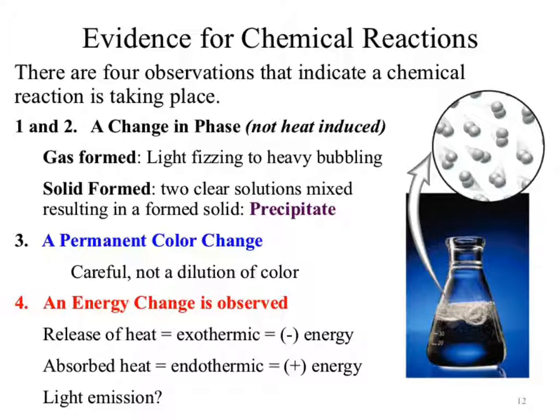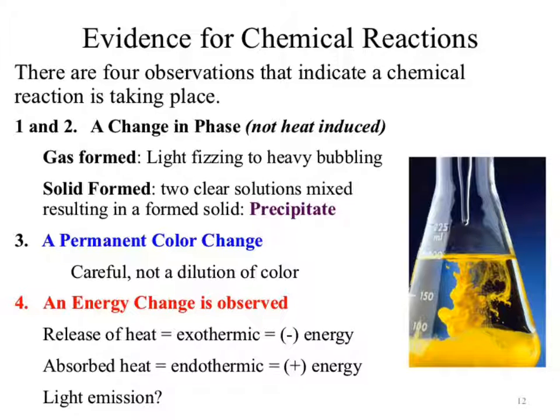Same thing happens with the solids, just in reverse. These can be referred to as solids, crystals, or precipitate. Permanent color changes. A permanent color change: here we're seeing a yellow form, presumably from two clear liquids. So we got a solid, because light's not passing through that, and we've got a color. Both of those are signals of a chemical change.